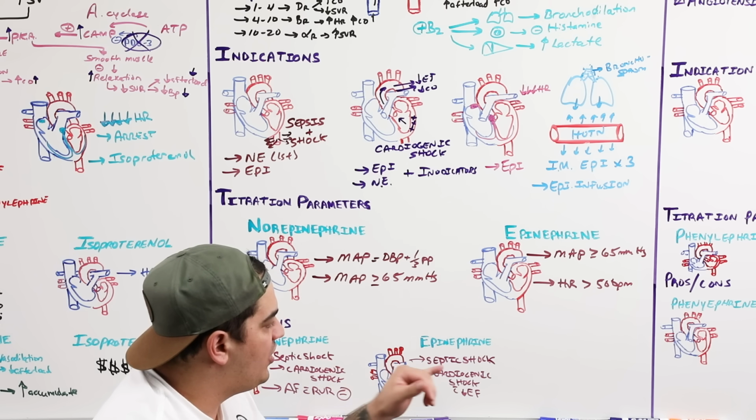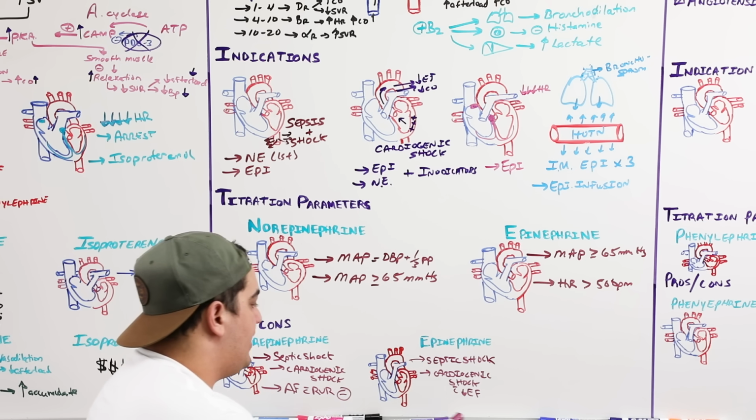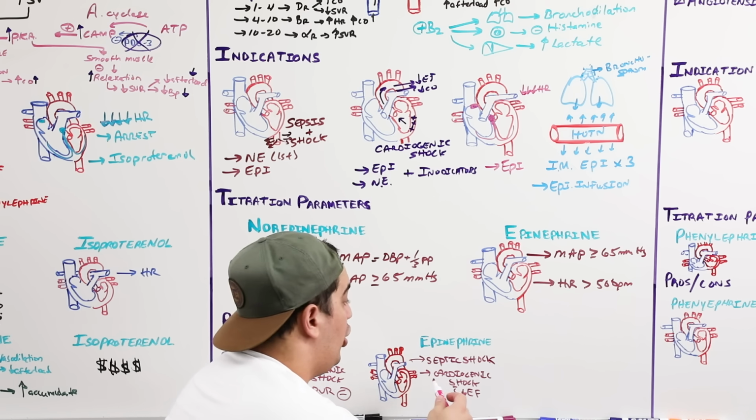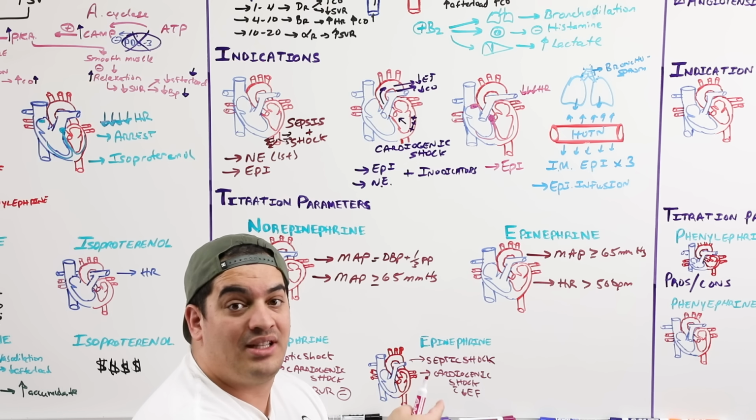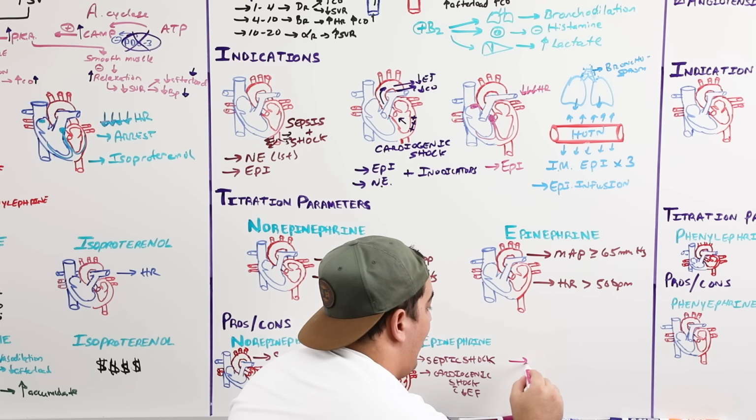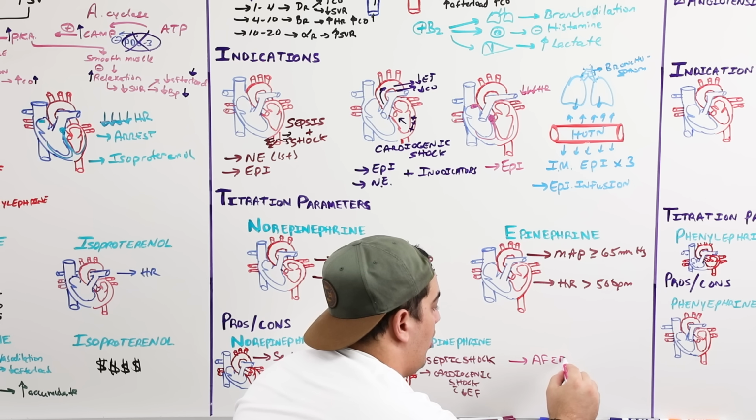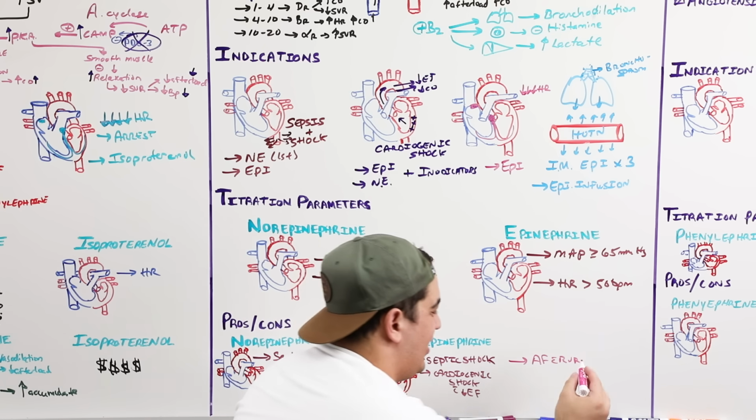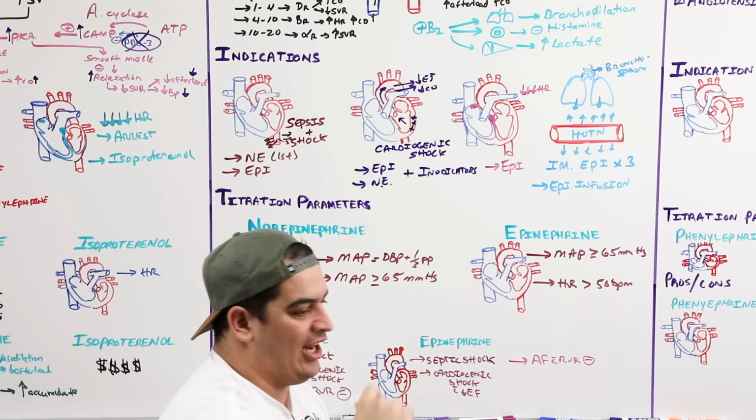But here's the thing with epinephrine. You also want to be careful and think about this in a patient who has AFib with RVR, right? You get even more beta-1 receptor stimulation than you do with norepinephrine. So with this one, you have to be careful because in a person with AFib with RVR, this can definitely worsen their actual AFib with RVR. So potentially be cautious when giving that drug.